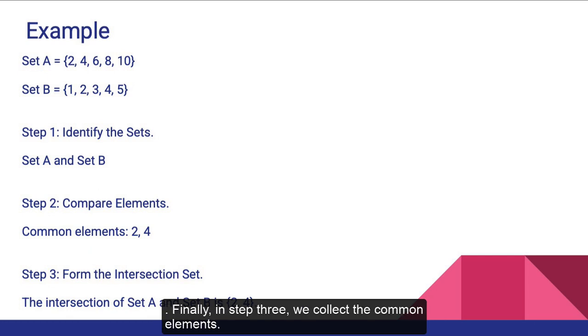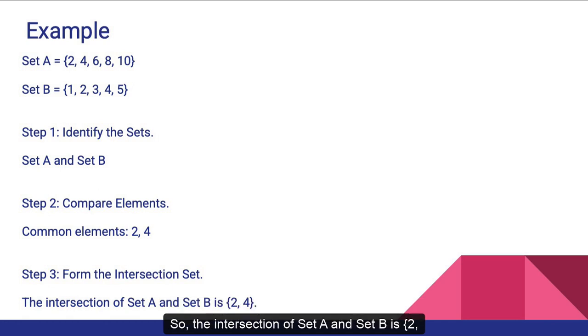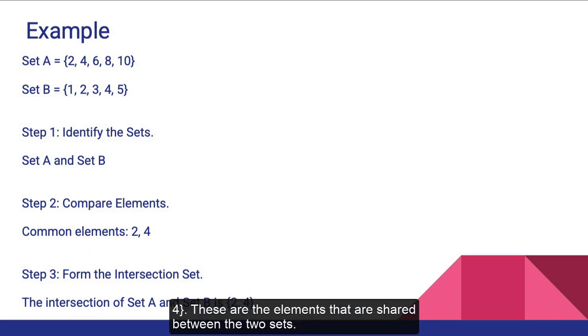Finally, in step 3, we collect the common elements. In this case, the common elements are 2 and 4. We write them inside curly braces to form the intersection set. So, the intersection of set A and set B is {2, 4}. These are the elements that are shared between the two sets.